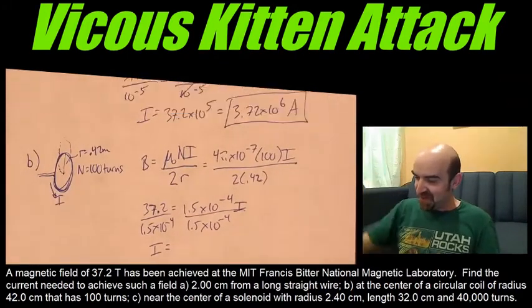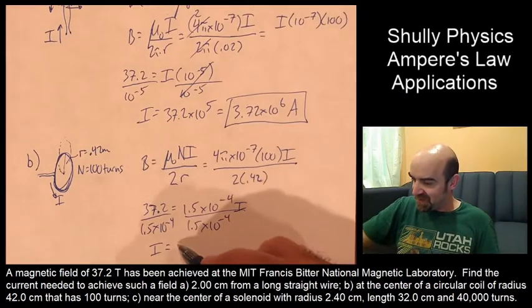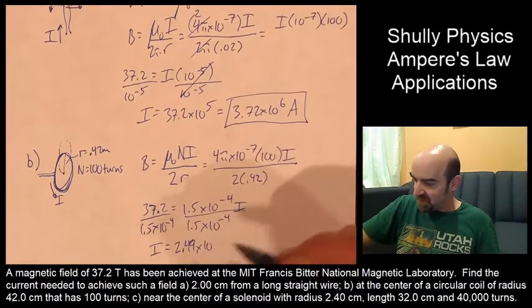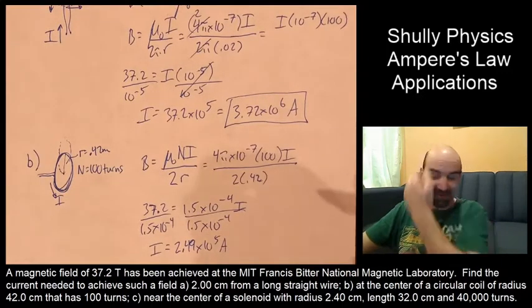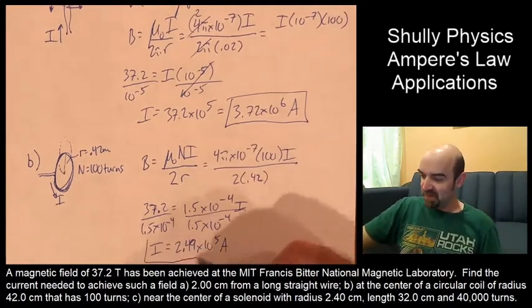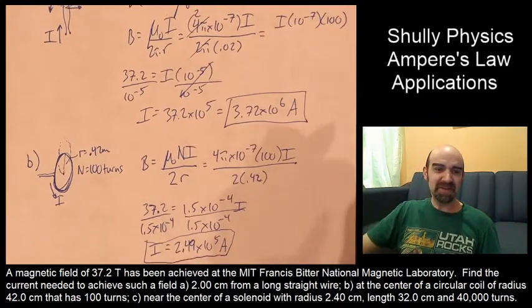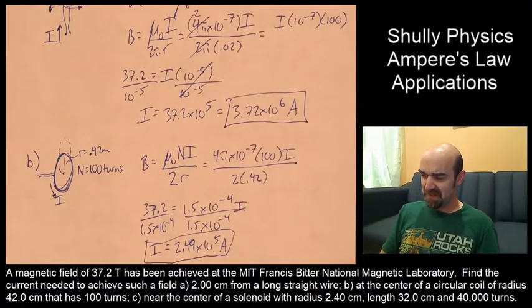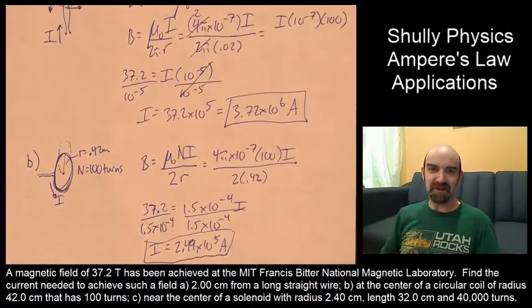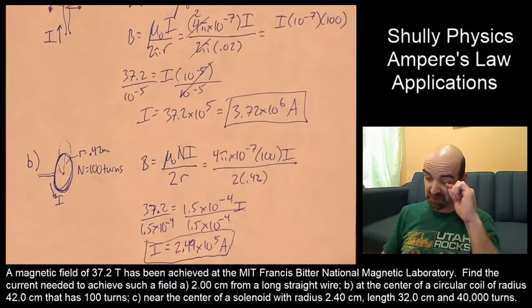Okay. And we get a whopping 2.49 times 10 to the 5 amperes. Okay, so 249,000 amperes. Better, but still that is a huge current. That's a problem, actually making something like this. So that is a massive current. To get a wire to carry that current, it would have to be pretty much super cooled.